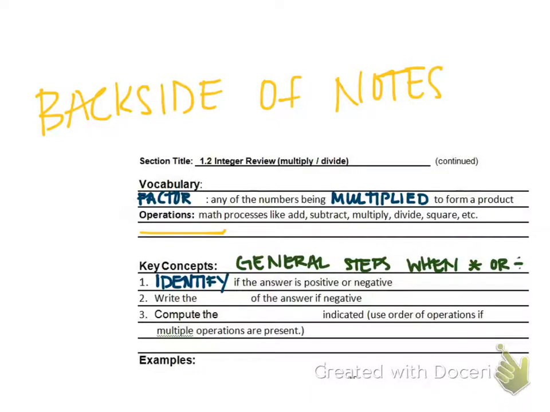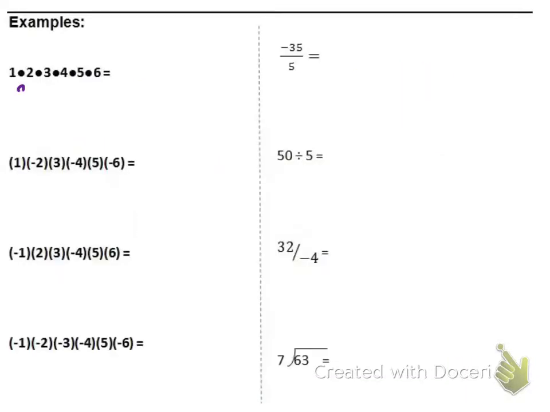The next thing to do is to write the sign of the answer if it is negative. When we have a negative answer, we want to write the sign first. If we have a positive answer, we don't actually have to write the plus sign, so we leave it blank. We're also going to compute the operation indicated in order of operations. So if there are multiple operations present, we're going to use order of operations. If they're on the same level, like multiplying and dividing, then you can go from left to right. Okay, let's take a look at some of these examples.